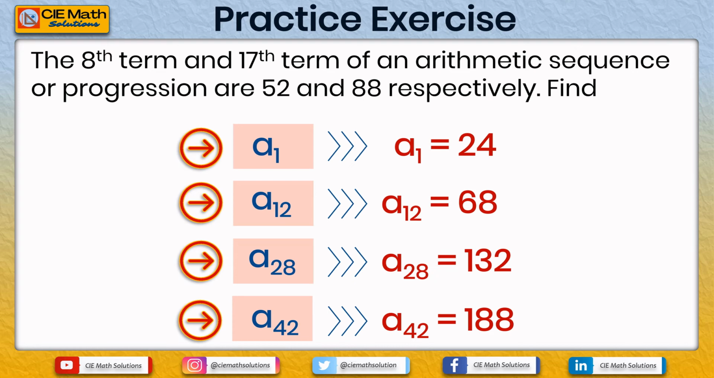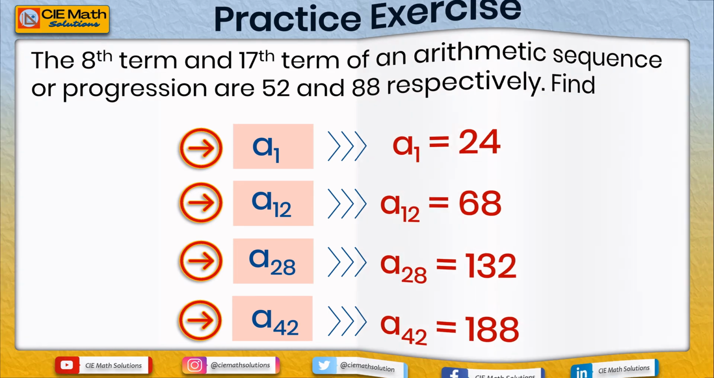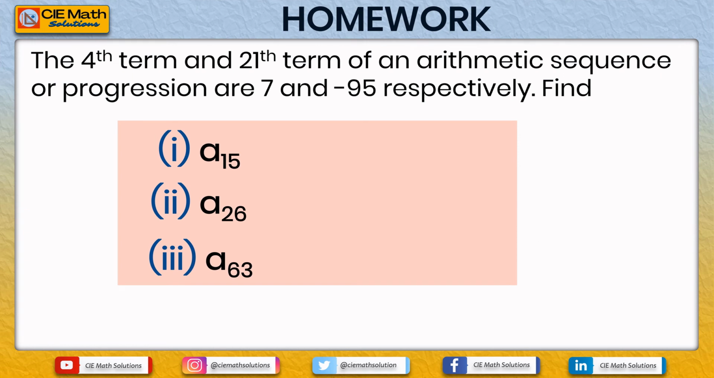You may also answer the following homework. The fourth term and 21st term of an arithmetic sequence or progression are 7 and negative 95 respectively. Find A15, A26, A63.